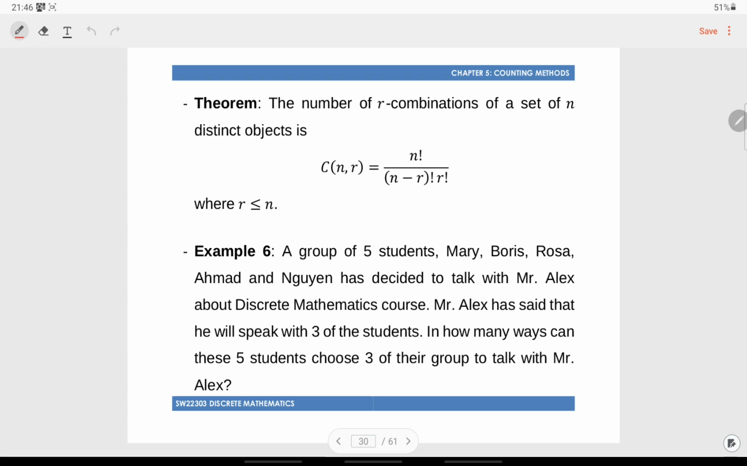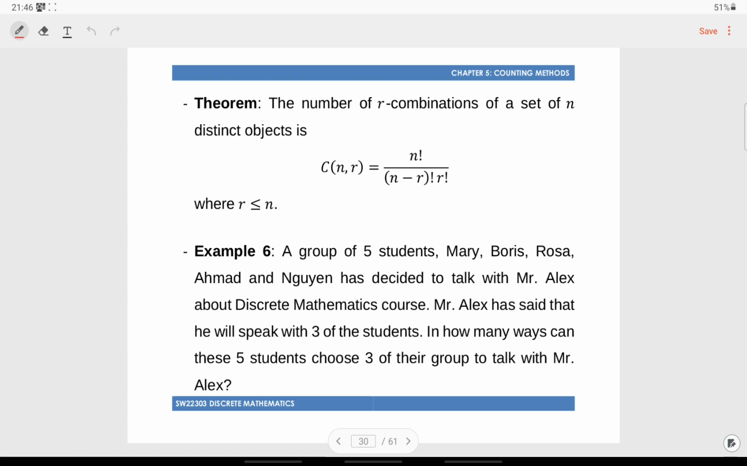So based on this theorem, we can compute the r-combination by using the following formula. We have C(n, r) equal to n factorial over (n minus r) factorial, and then we multiply with r factorial. And we need to make sure that r must be less than or equal to n. Okay, so we consider the following example.